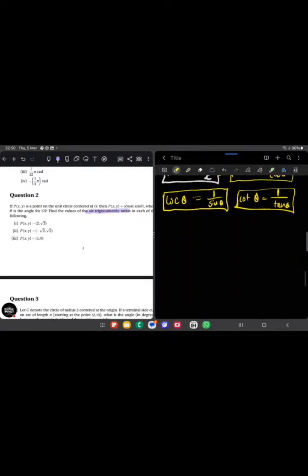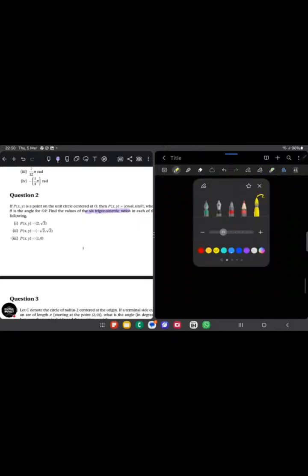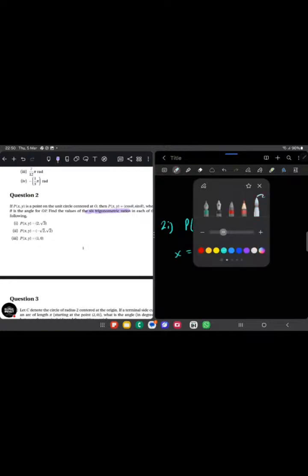Let's start with the first one. Let's just find these simple fixtures. So number 1, number 2i. We have been told that P(x, y) is equal to (2, root 3). So basically, I have x, I have y. So you can say x is equal to 2, y is equal to root 3. But I don't have r. I'm going to need r to find the other ones.